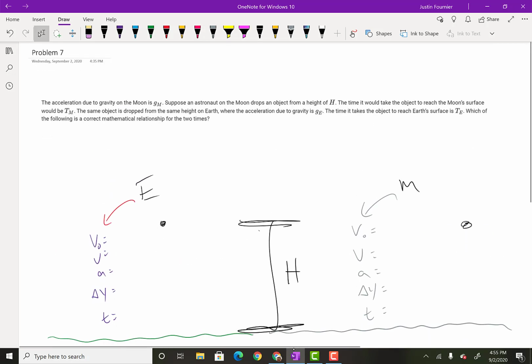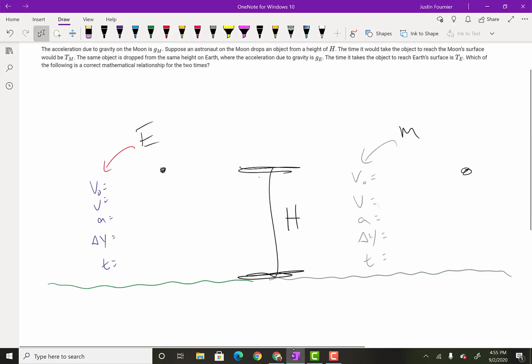I also want to mention really quickly, the moon has a different gravitational acceleration than the Earth, and we'll figure out why that is later on in the year, or maybe even a couple of units from now. But yes, they are different. The moon's is 1/6 that of the Earth's. So we'll talk about those later.